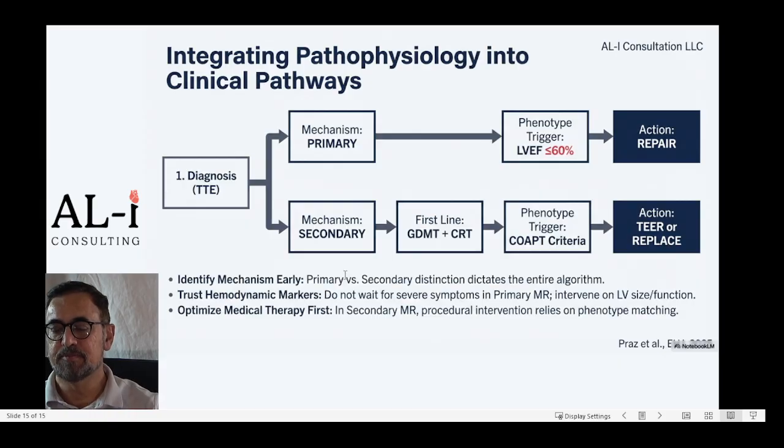Now, this talk should be by no means considered a definitive comprehensive talk, rather an introduction.